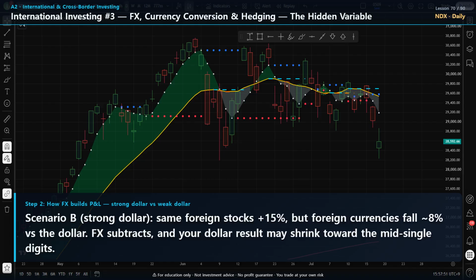FX subtracts, and your dollar result may shrink toward the mid-single digits.